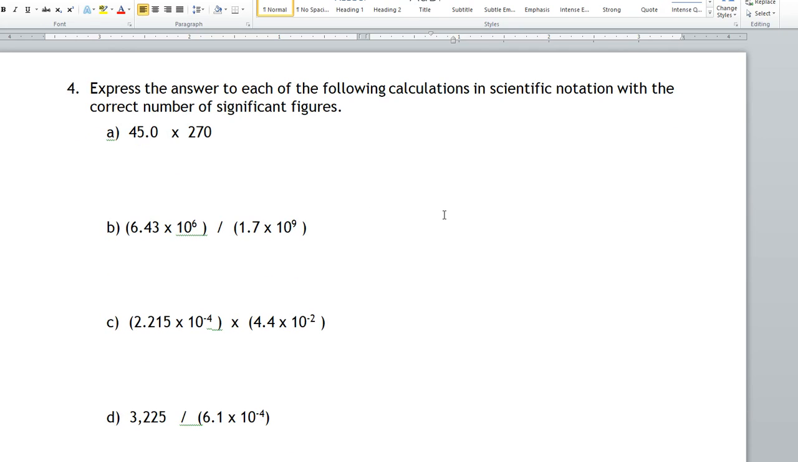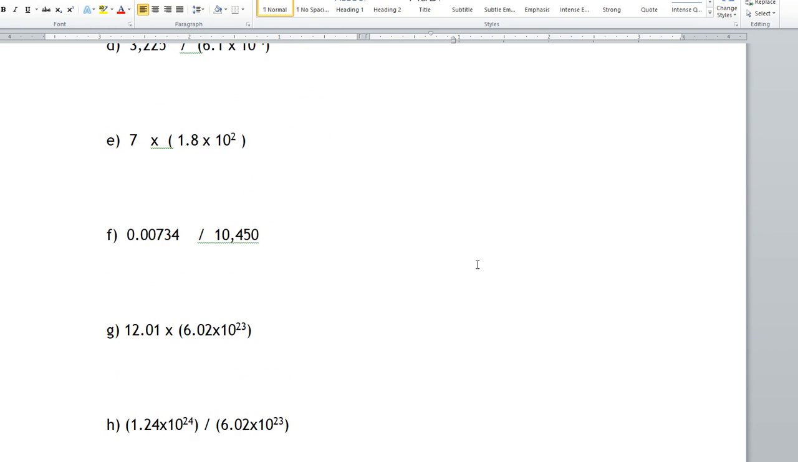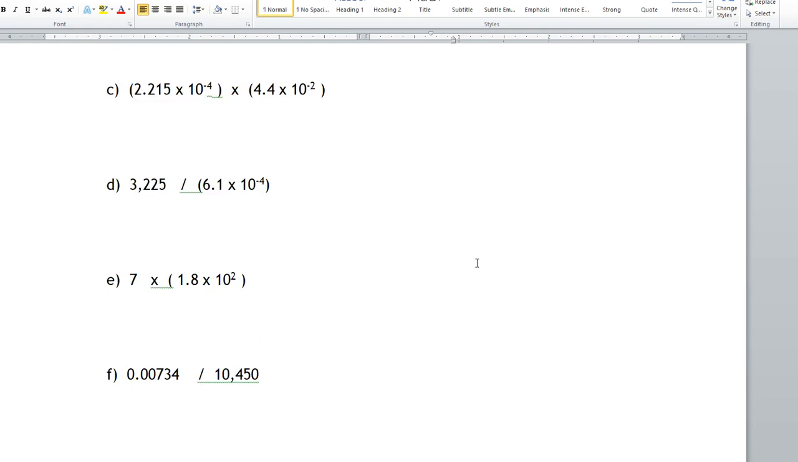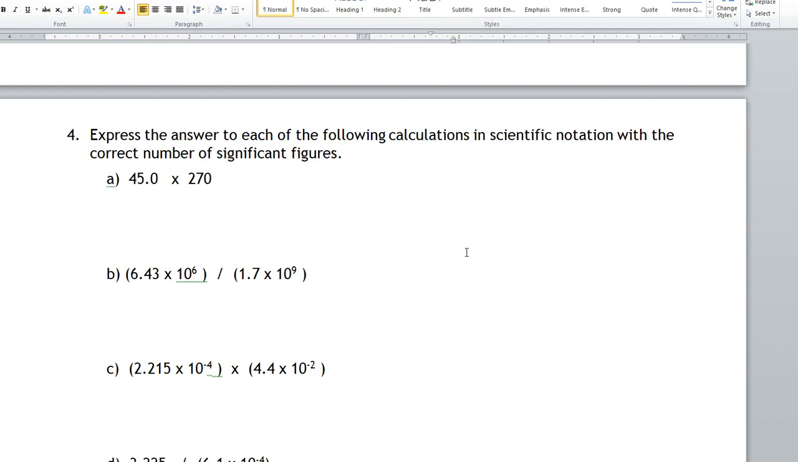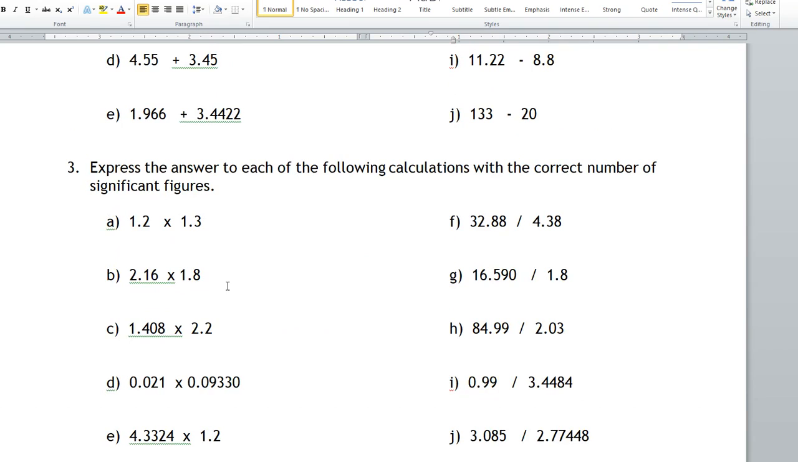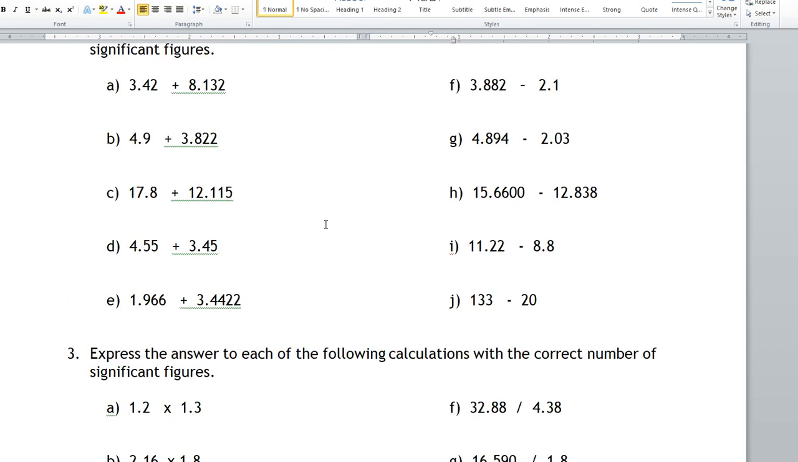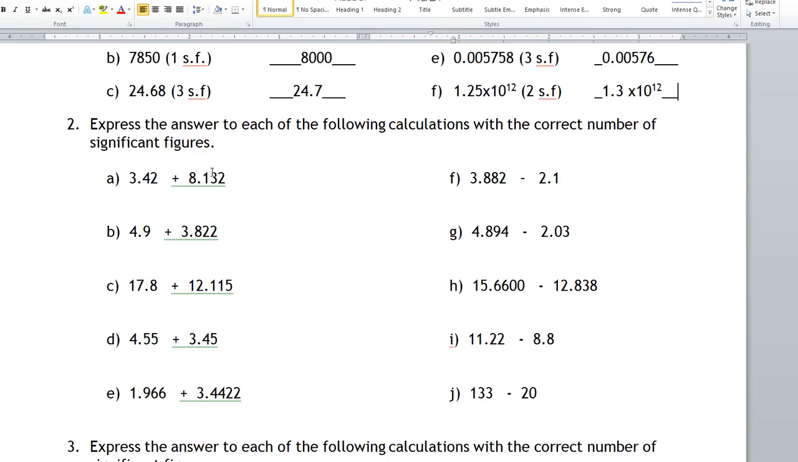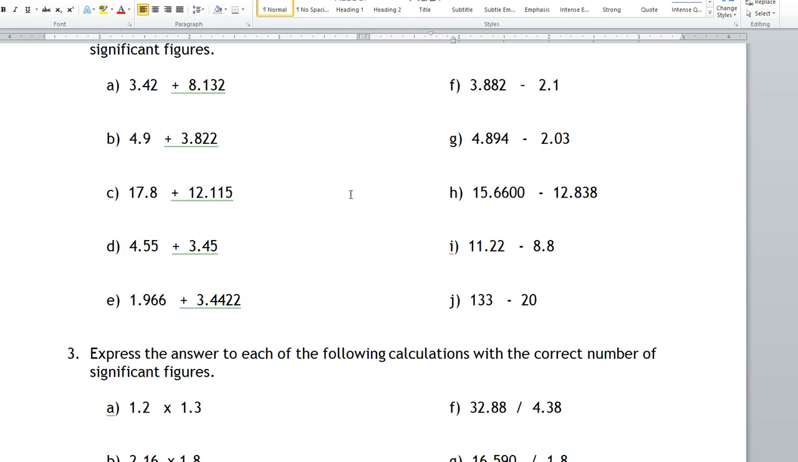The second page of your worksheet says express the answer of each of the following calculations in scientific notation with the correct number of significant figures. I might leave this one for us to do in class on Wednesday, just to give you some examples of this. If you feel comfortable enough that you want to attempt this, go right ahead. If you want to just work on the multiplication and addition part and get that down, that's fine too. I'm only going to require the very first page of that packet or worksheet number 2 to be done. And we've already done all of number 1. So you just need to do 2 and 3 for tomorrow.